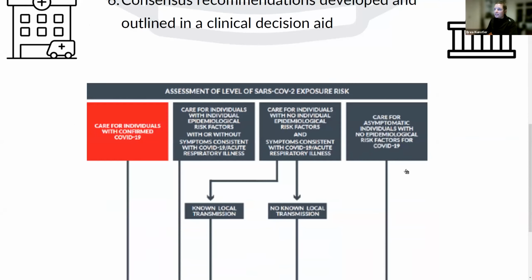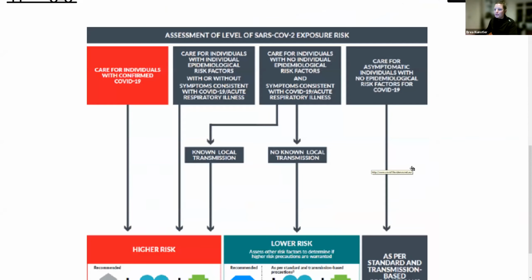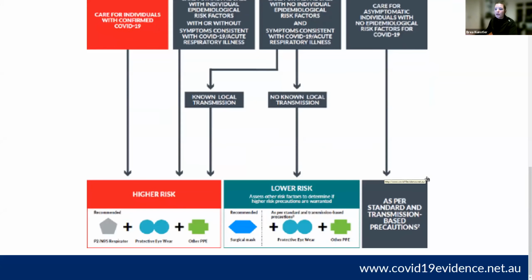So for convenience, unfortunately this is a bit blurred, but for convenience you can see our flowchart here. We produce these flowcharts to support clinicians and other stakeholders to implement the recommendations on the ground or in practice. Overall, this flowchart suggests that N95 respirators should be used with protective eyewear and other PPE like gown and gloves when working with patients diagnosed with or highly suspected of having COVID-19.